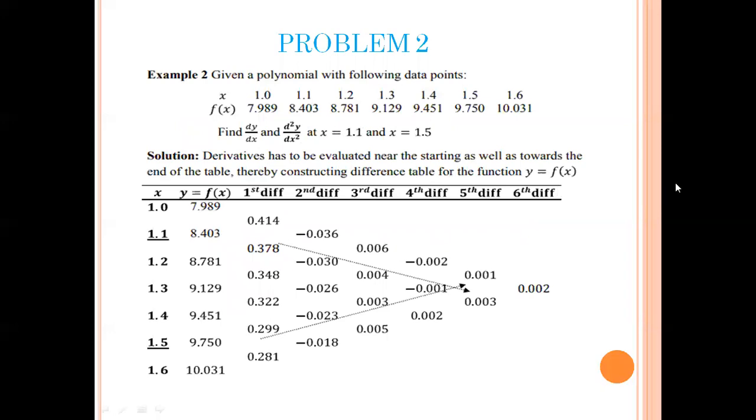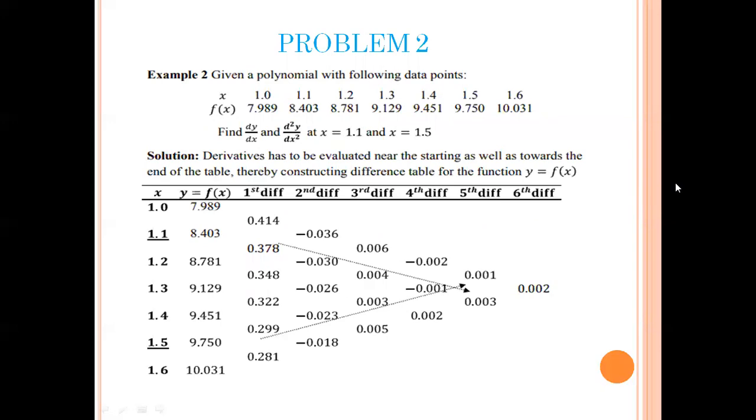Problem number 2: given a polynomial with the following data points, x = 1, 1.1, 1.2, 1.3, 1.4, and so on. They are asking to find dy/dx and d^2y/dx^2 at x = 1.1 and 1.5.